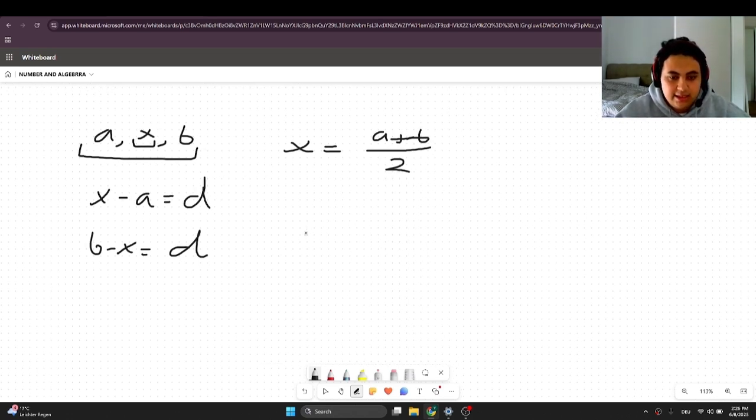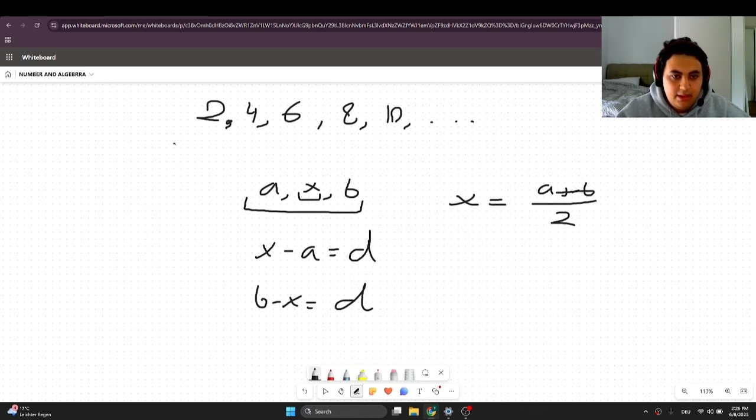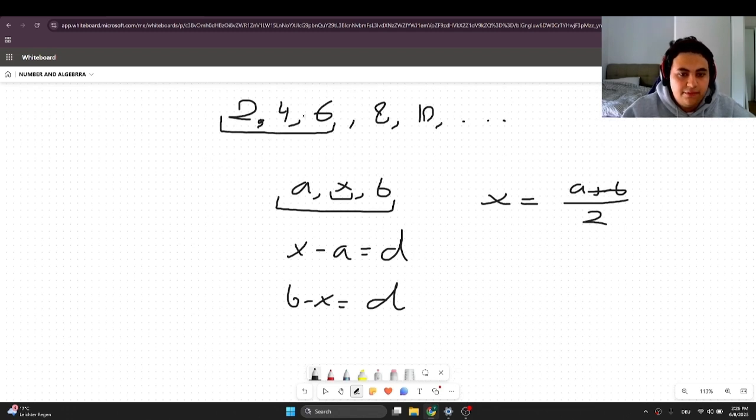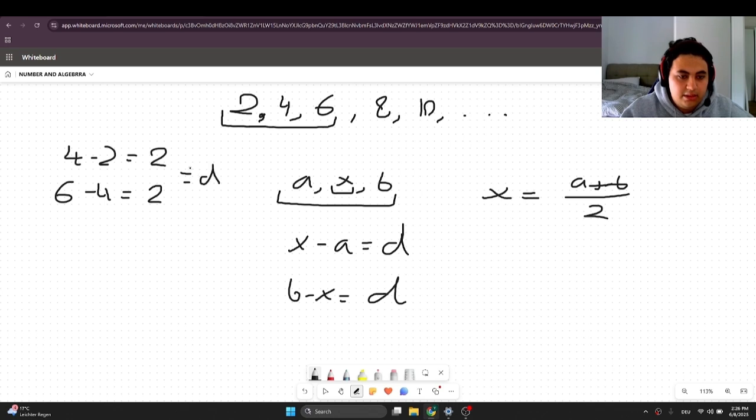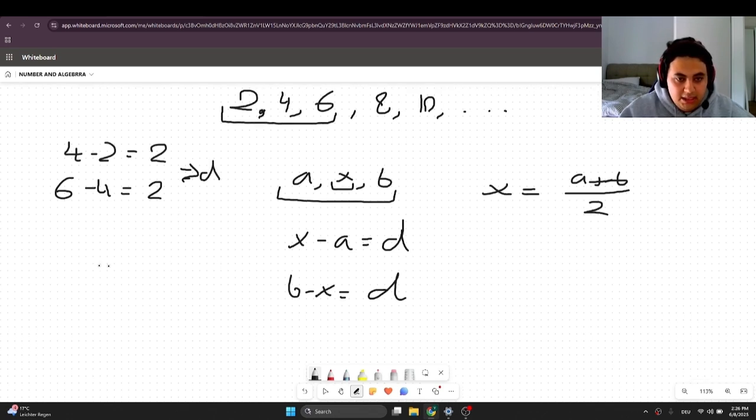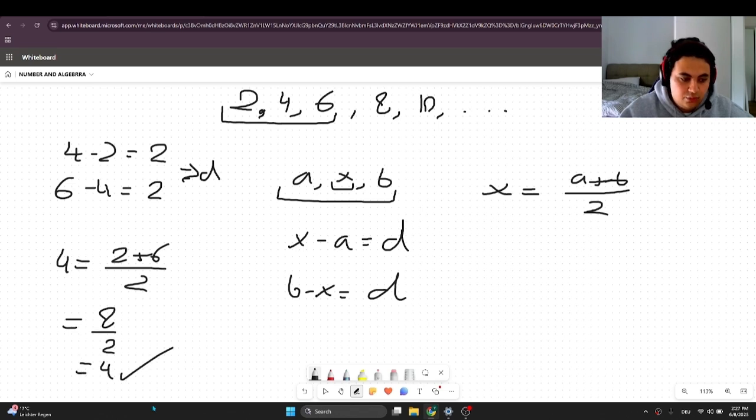Let's look at an example. Let's say 2, 4, 6, 8, 10, and I take these three terms. These three terms are following each other consecutively. It doesn't matter where they are in the sequence, they're just following each other. That's all I care about. To find the common difference, you can do 4 minus 2 and you get 2, or you can do 6 minus 4 and you also get 2. So this is the common difference. Now for the mean, let's take 4 is equal to 2 plus 6 divided by 2. You can already see that's 8 divided by 2, which is equal to 4, therefore true.